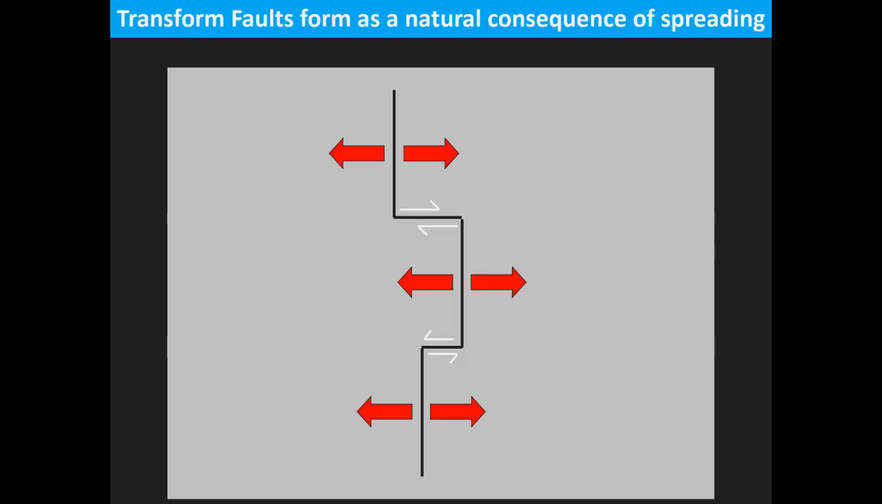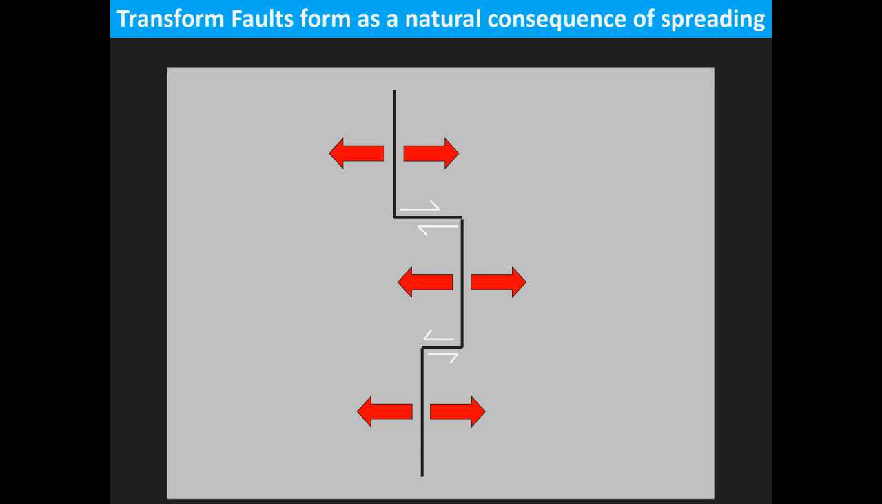Again, one thing I have to mention that is important is that because there's only this motion on both sides like this, the only activity that happens along this transform boundary is earthquake only. There are no volcanoes, there are no mountains, just earthquake.